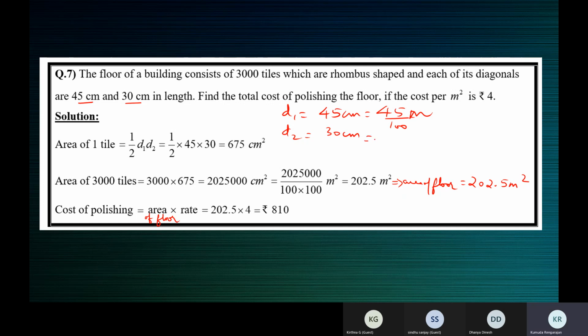If you want, you can also do this, but this will be more convenient actually. 30 centimeter divide by 100. Centimeter to meter, divide by 100. So you can use these values for D1 and D2 and find the area in meter square straight away.